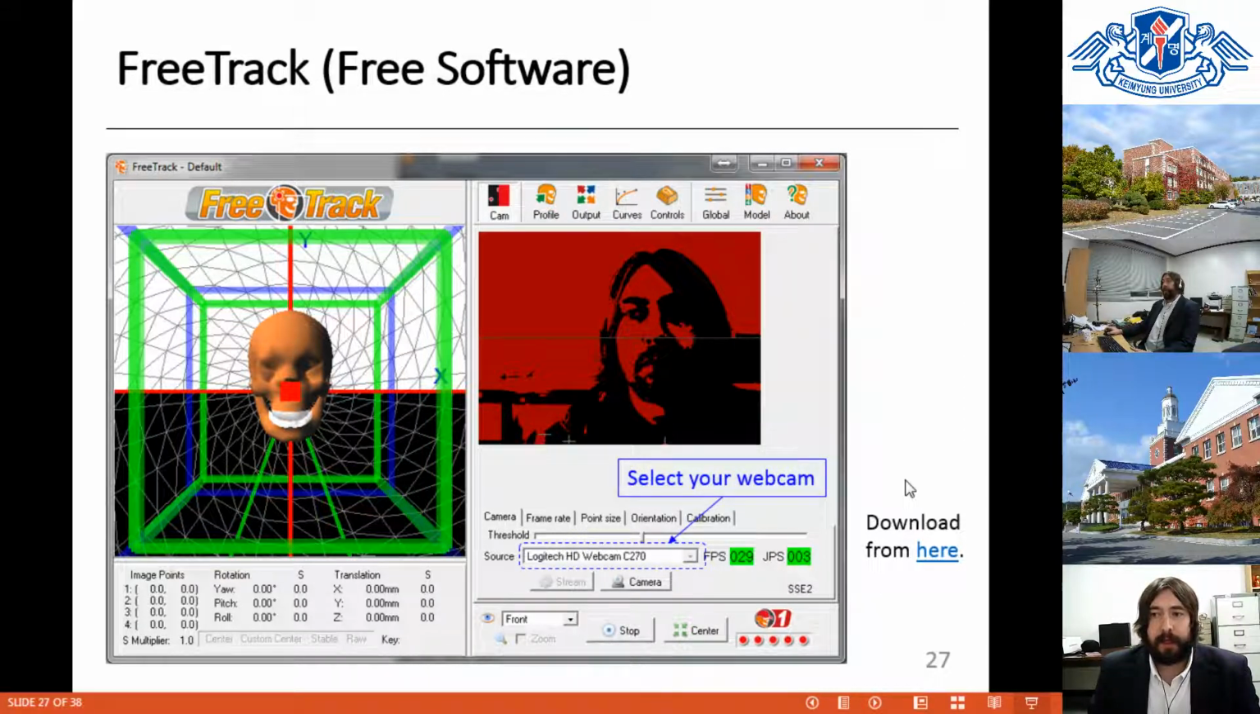On the next slide, I have given you a hyperlink for downloading free head tracking software. Using this software, you can track your head. First of all, you need to install it and select the source, the camera you use. Your face image will be shown here, and the model will be here. When you move your head, the model will also move, so your head will be tracked.